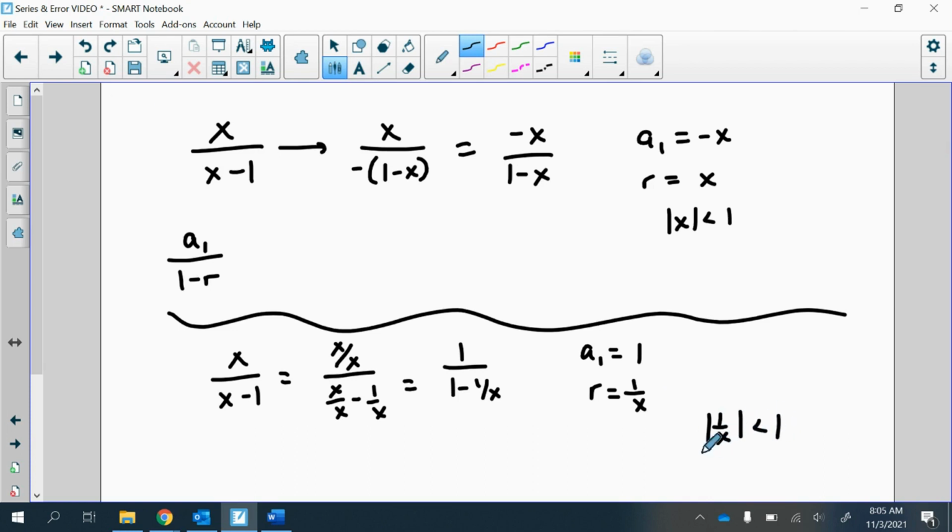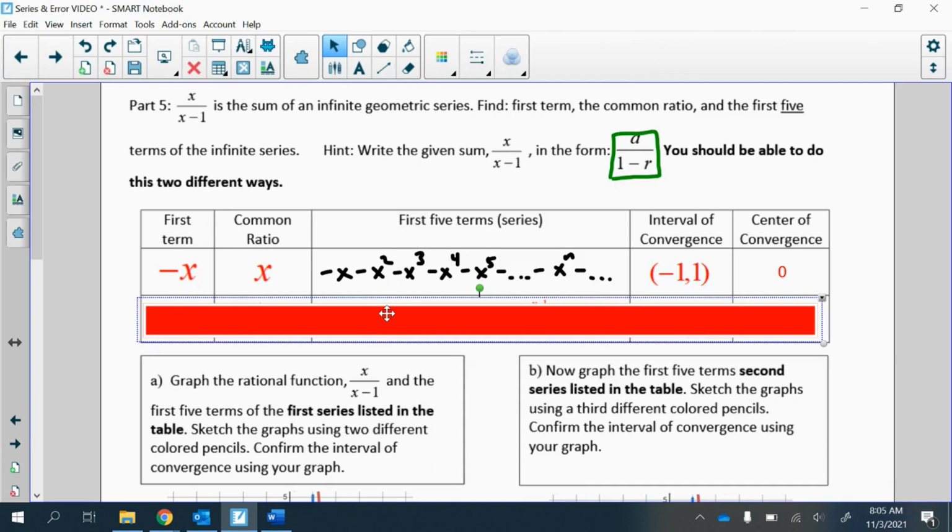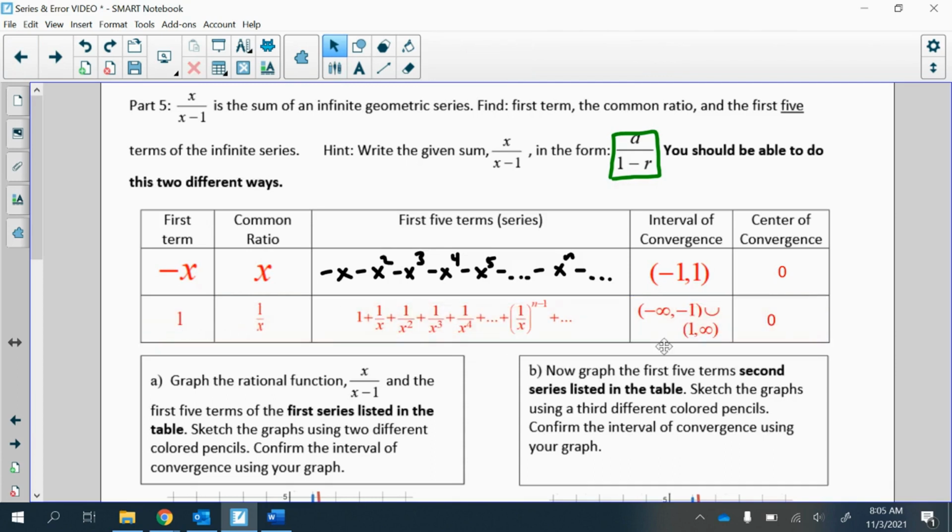And that is true anytime x is big or negatively big. So my interval of convergence would be -infinity to -1, union 1 to infinity. So this would be what I end up with: 1 plus 1 over x plus 1 over x squared plus 1 over x cubed, and so on.